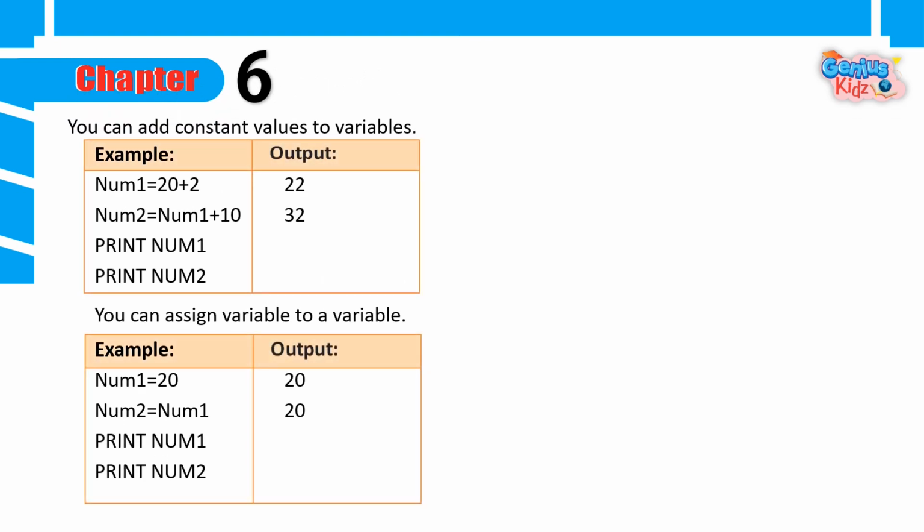You can add constant values to variables. Example: num1 is equal to 20 plus 2, which is 22. num2 is equal to num1 plus 10, which is 32. Print num1, print num2. You can assign a variable to a variable. Example: num1 is equal to 20, num2 is equal to num1. Print num1, print num2. Output: 20, 20.